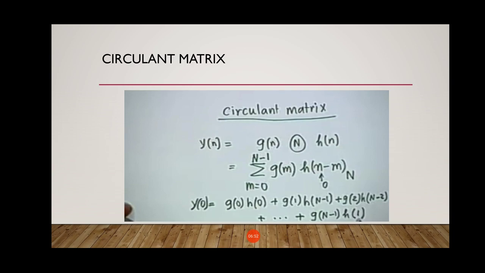Similarly, the third component will be g of 2, where m is changed to 2, and h of minus 2 modulus N. So it is again out of our vision. So we make g of 2, h of N minus 2. In this way, if we proceed, the last term would be where m is equal to capital N minus 1, that is g of N minus 1, h of 1.